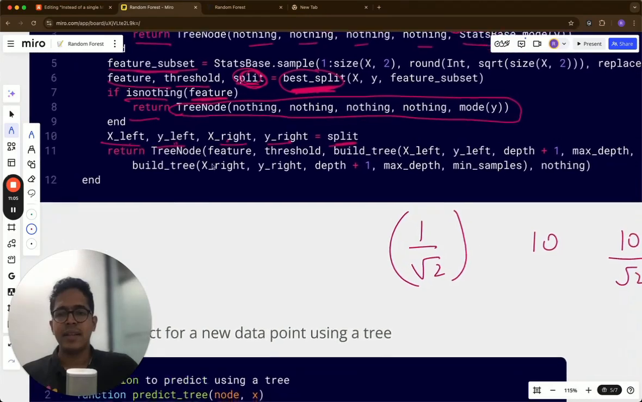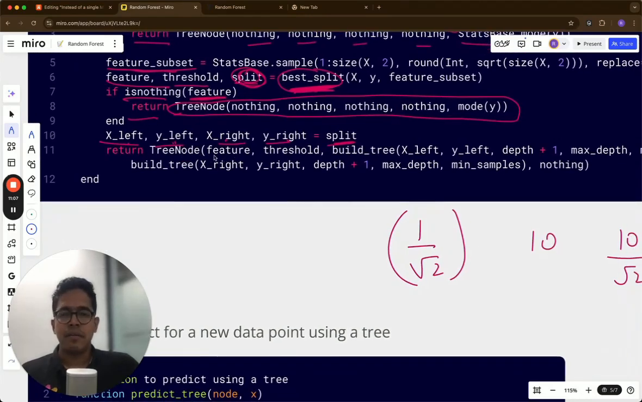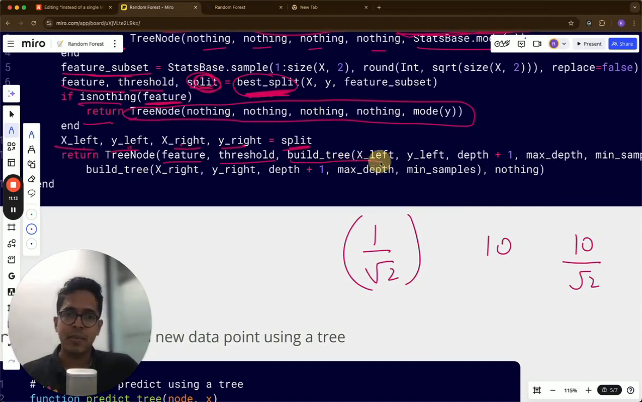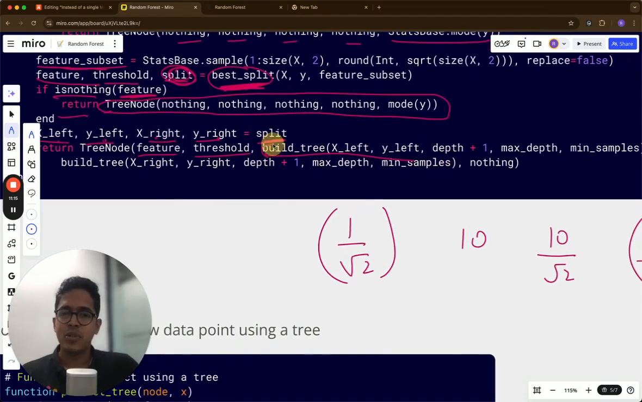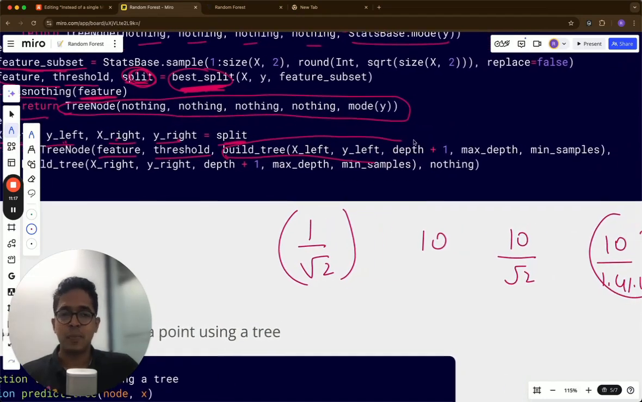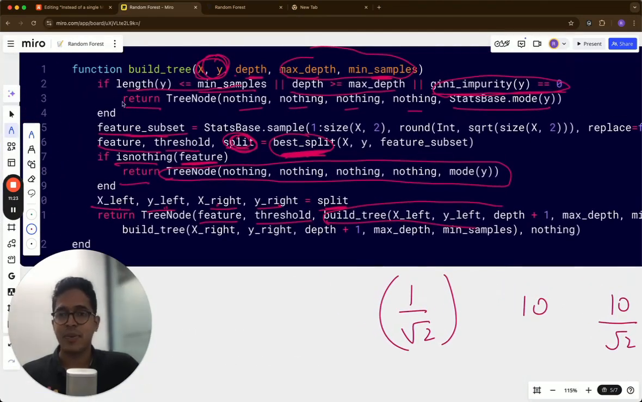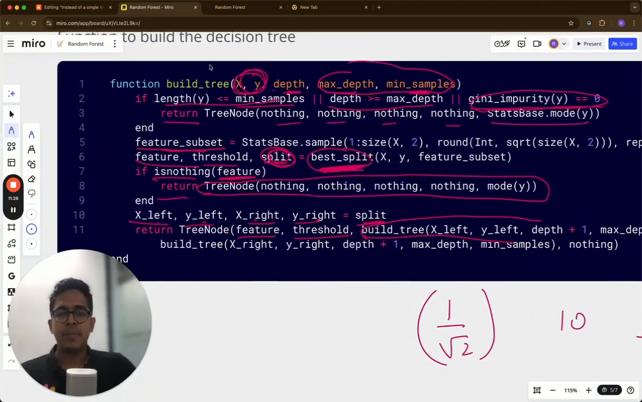The final thing that we return is the best feature and the best threshold, and then we recursively call the function build tree. Here we were supposed to return the left and right split, right? But you see what we are doing here. We are calling the build tree function. What is the build tree function? That is this itself. The build tree function is calling itself, recursively, until one of these conditions is reached.